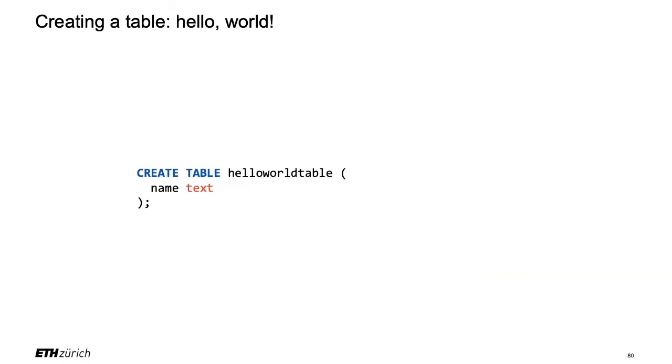Here you go. This here is SQL. It says create table, hello world table. That's whatever name I actually came up with, maybe not very original. Then name, that would be my attribute, and text, that would be the type. All right?